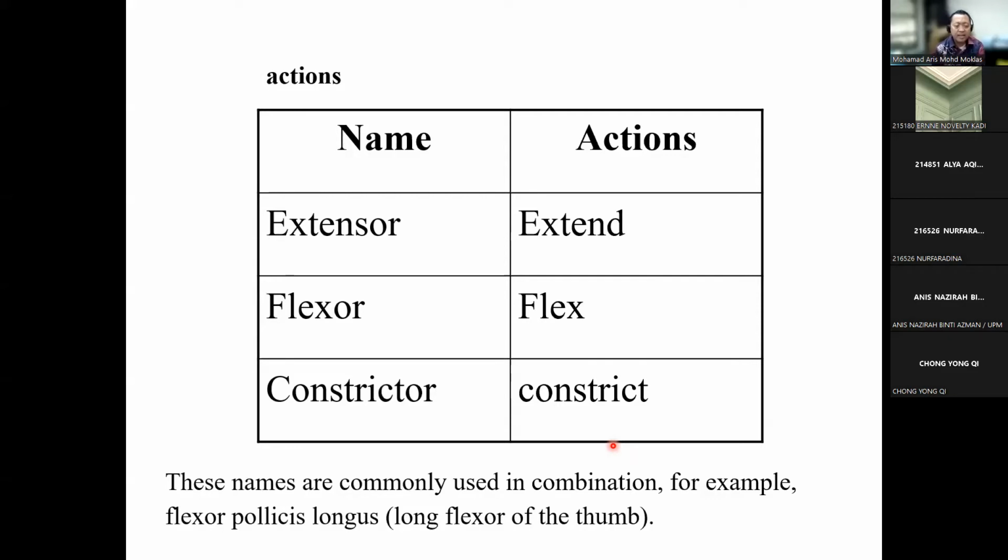For example, these names are commonly used in combination. Examples: flexor pollicis longus. Flexor is to flex, and longus is long, a long flexor. Pollicis means your thumb, right? Hallucis is your big toe, right? So pollicis is your thumb.